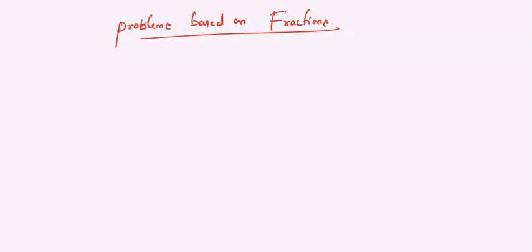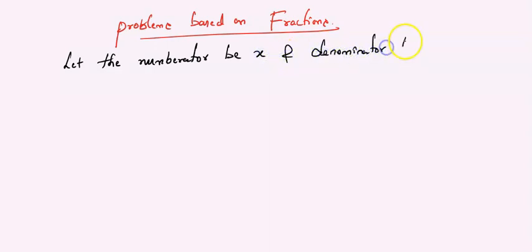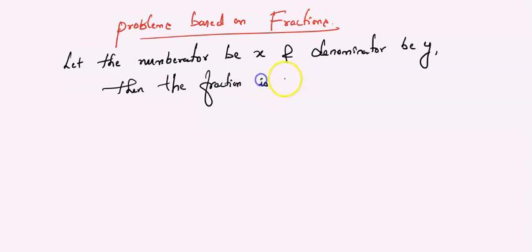Now observe here. If we get problems based on fractions, how are you supposed to solve them? Very simple. First you have to assume like this: let the numerator be x and the denominator be y. Then the fraction becomes x by y. Whenever you get a problem based on fractions, you assume the numerator as x and the denominator as y. Then the fraction will become x by y.